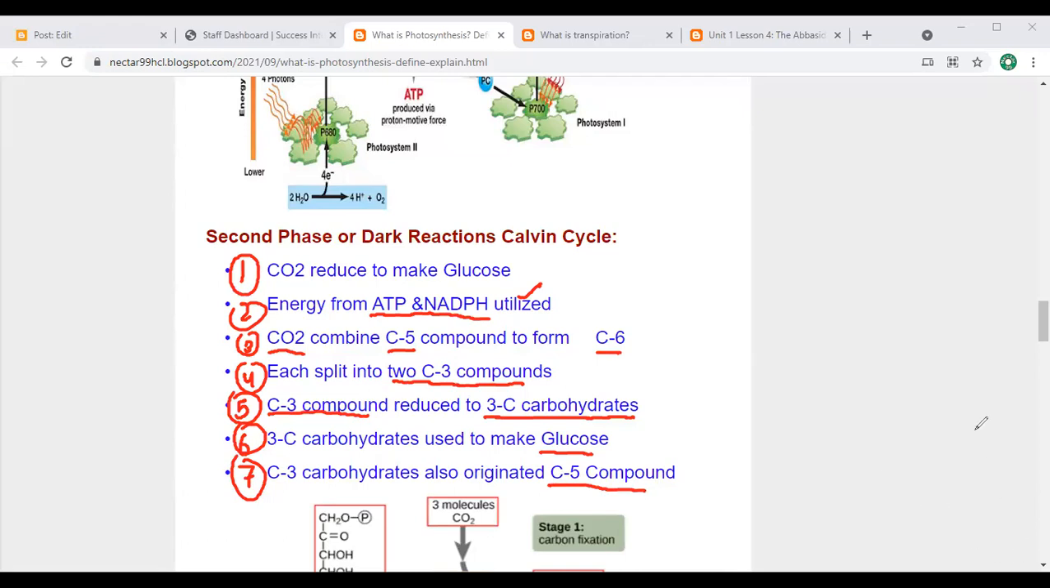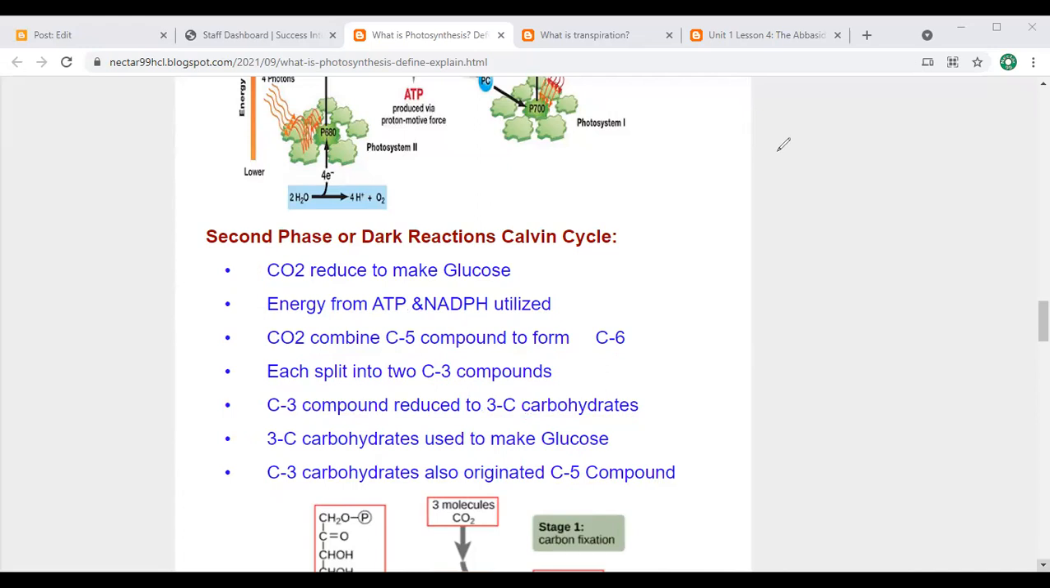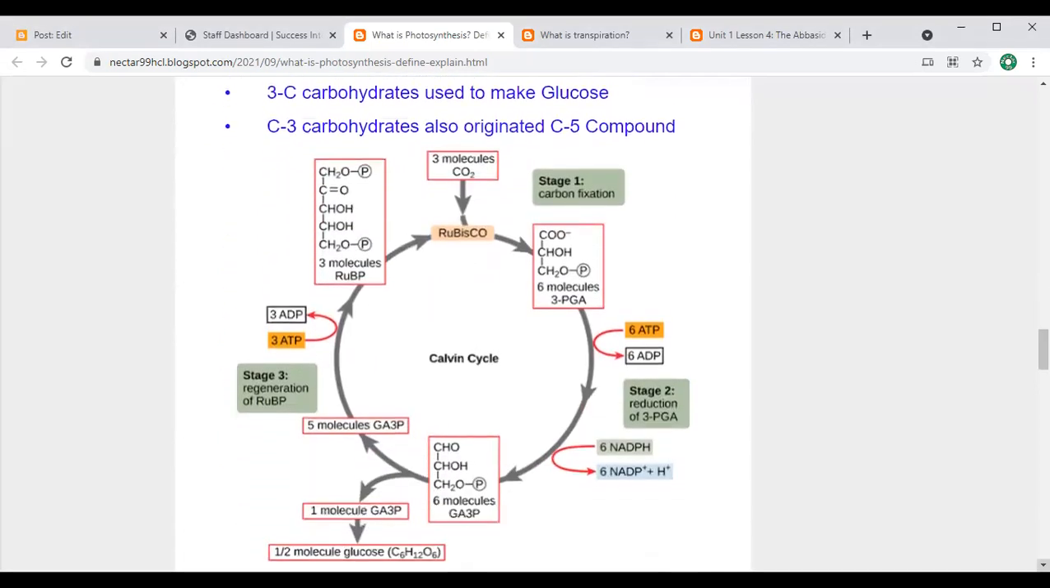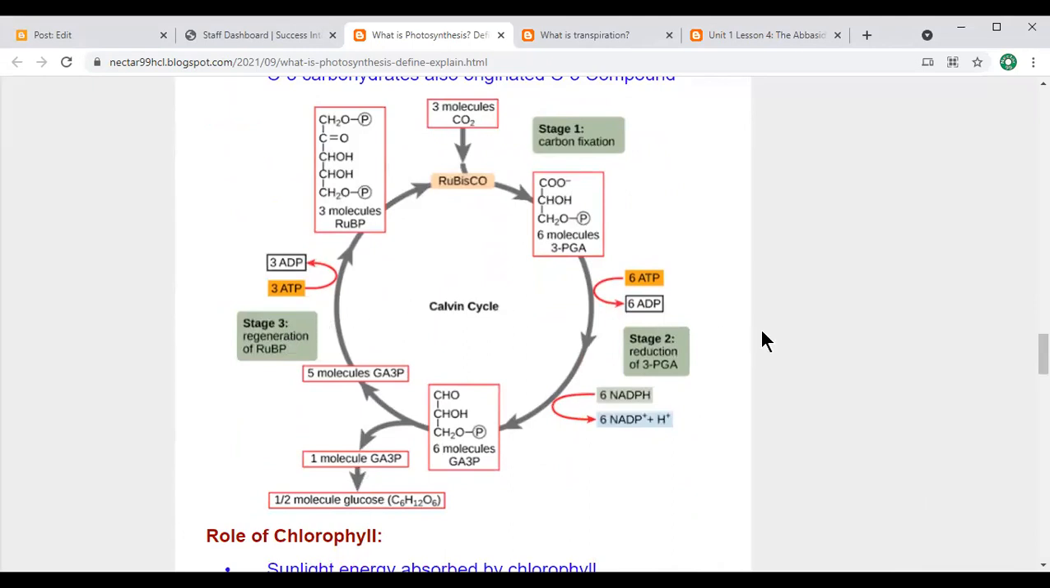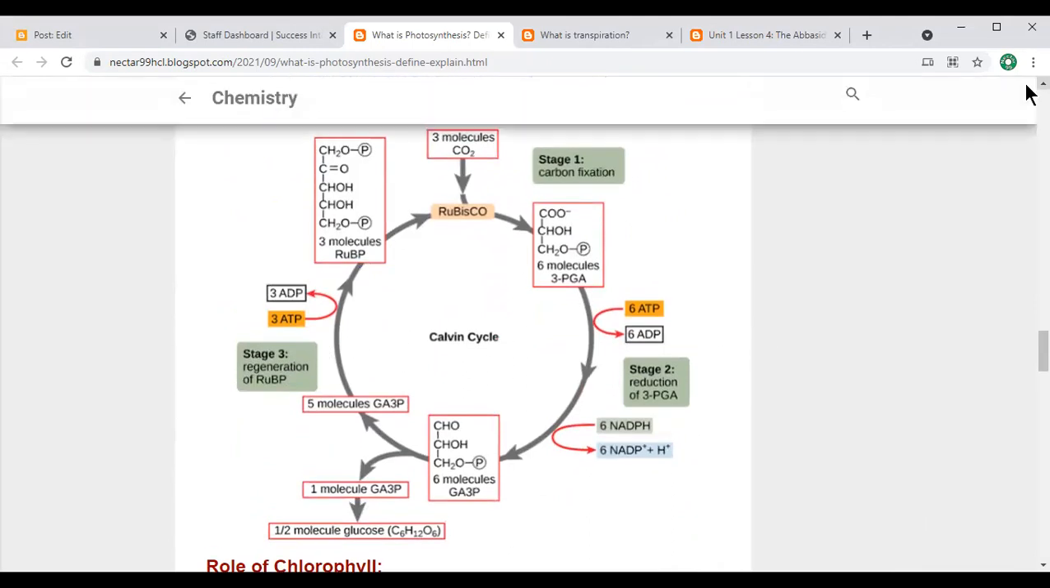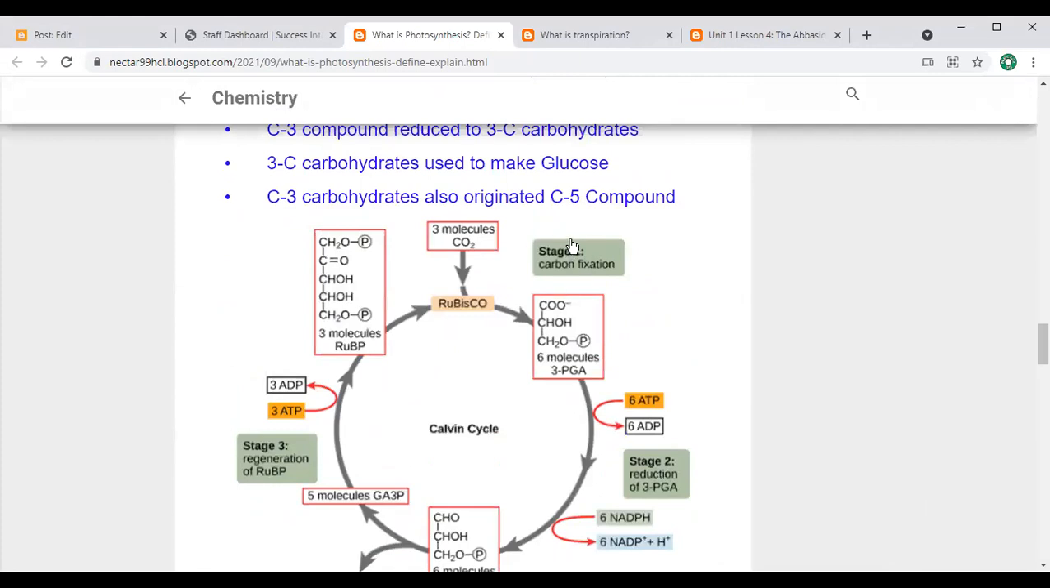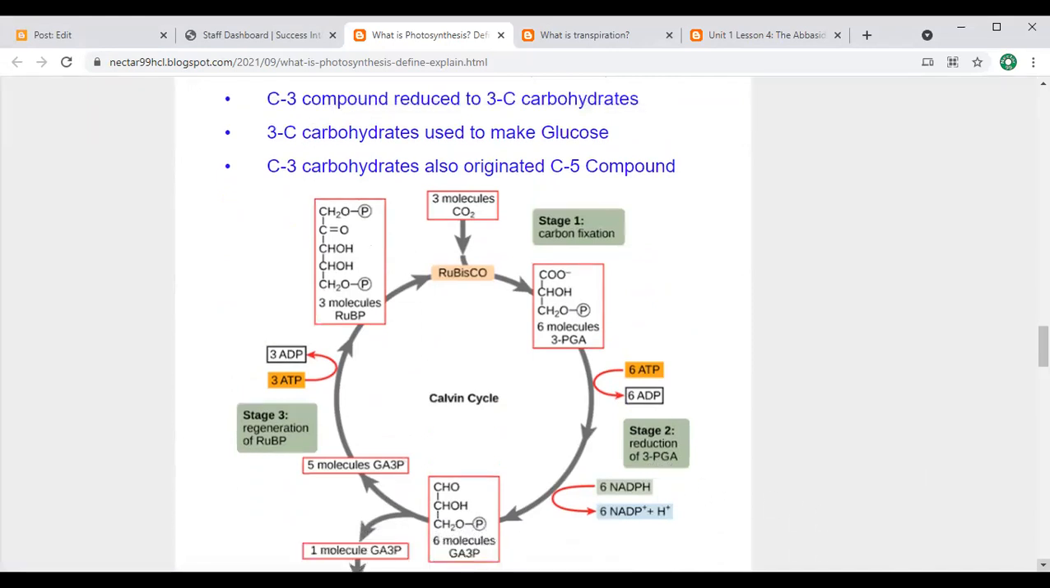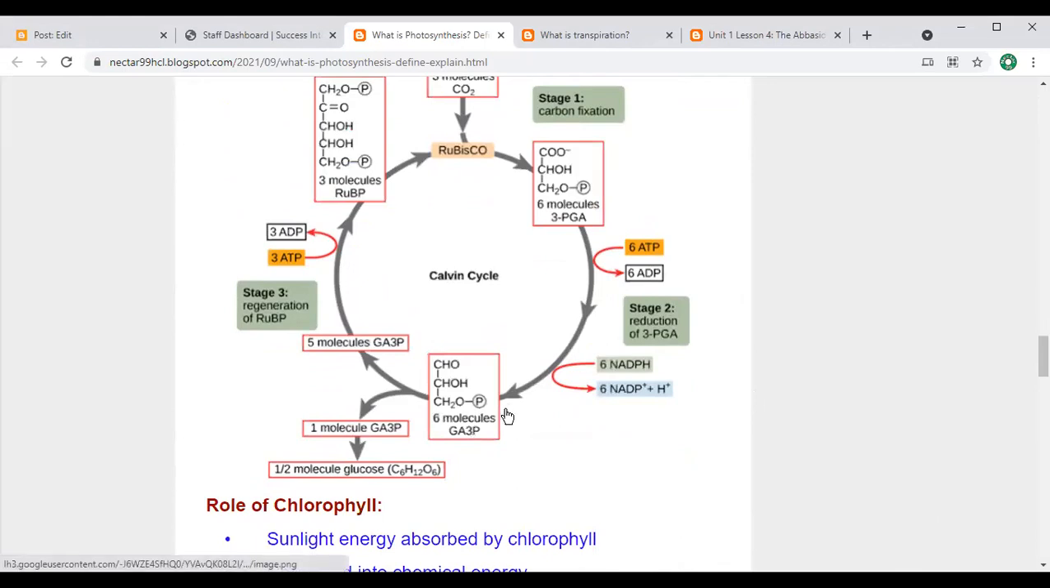So here you can see in the cycle, in the diagram, this one. Here the first stage, then you can see the second stage. First step, carbon dioxide comes, then converts into 3PGA, that is a molecule. Then they convert in the next phase here, 6 molecule. Then in the third stage, regeneration of RuBP, then you get the same at the end of your process.